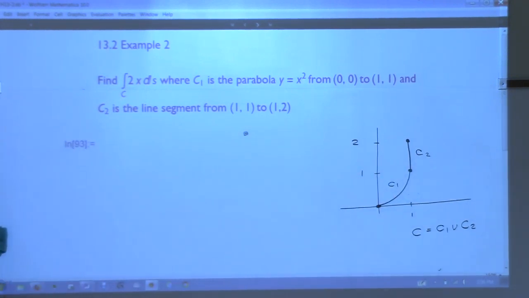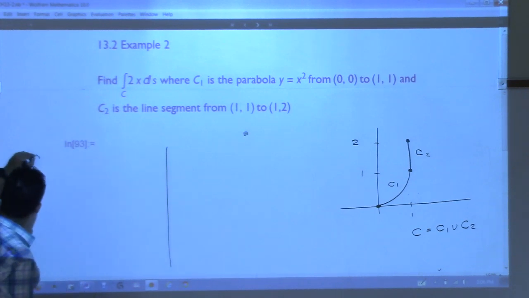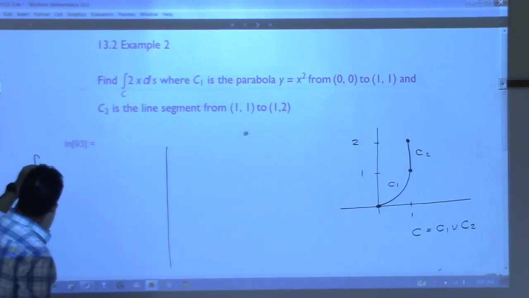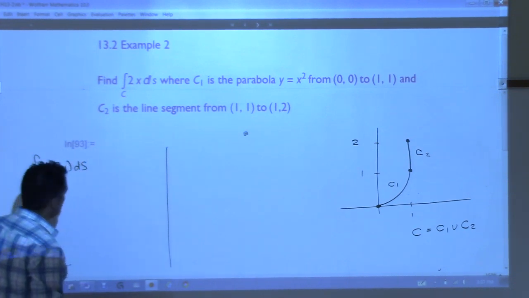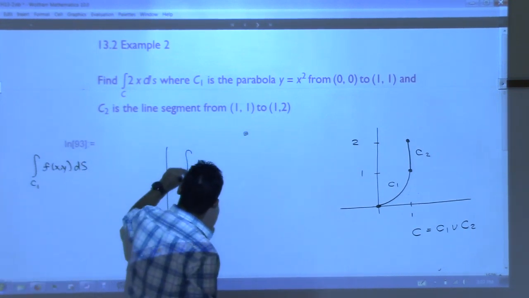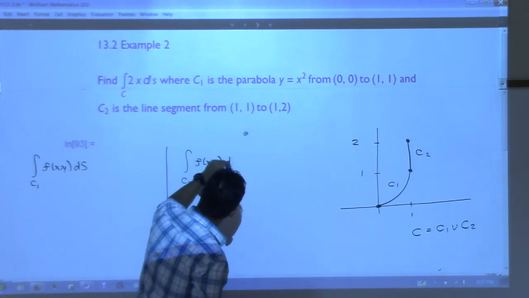So the previous note just says we can do these separately, can't we? So we have to do two separate problems here. First problem we have to do is the line integral over C1 of our function with respect to arc length, and then our line integral over C2 of our function with respect to arc length.